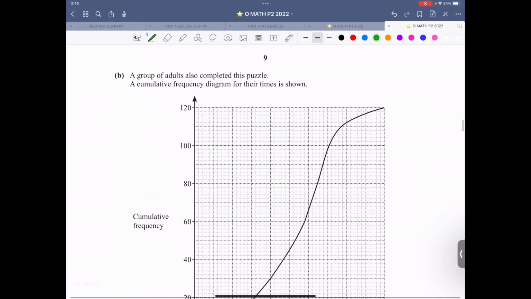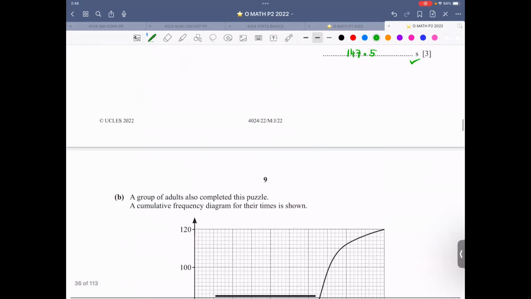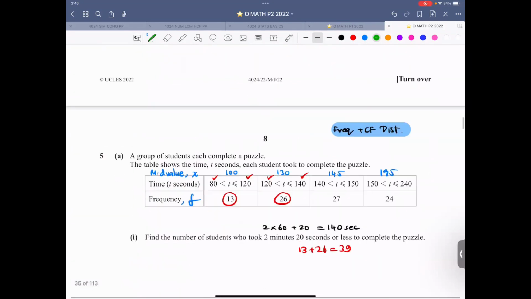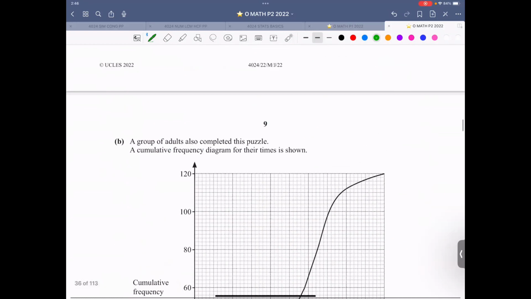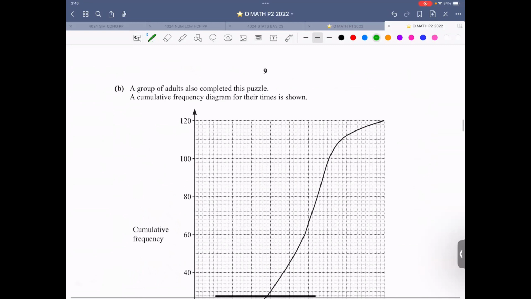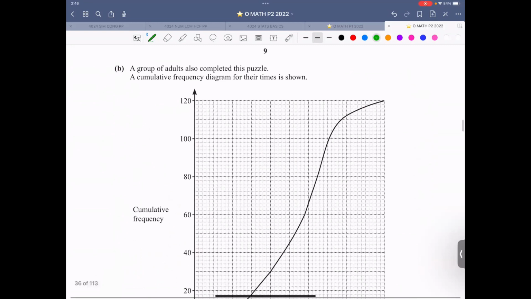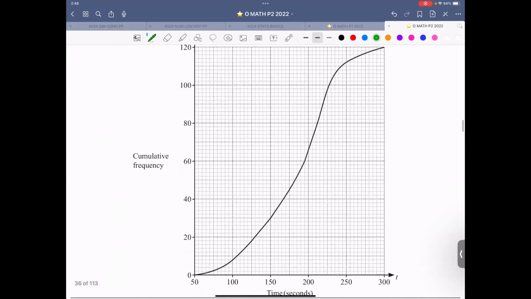A group of adults also completed this puzzle. So what was the first thing? That was a group of students each completed a puzzle. A group of adults. Okay, that was students, so this is adults. A cumulative frequency diagram for the times is shown.